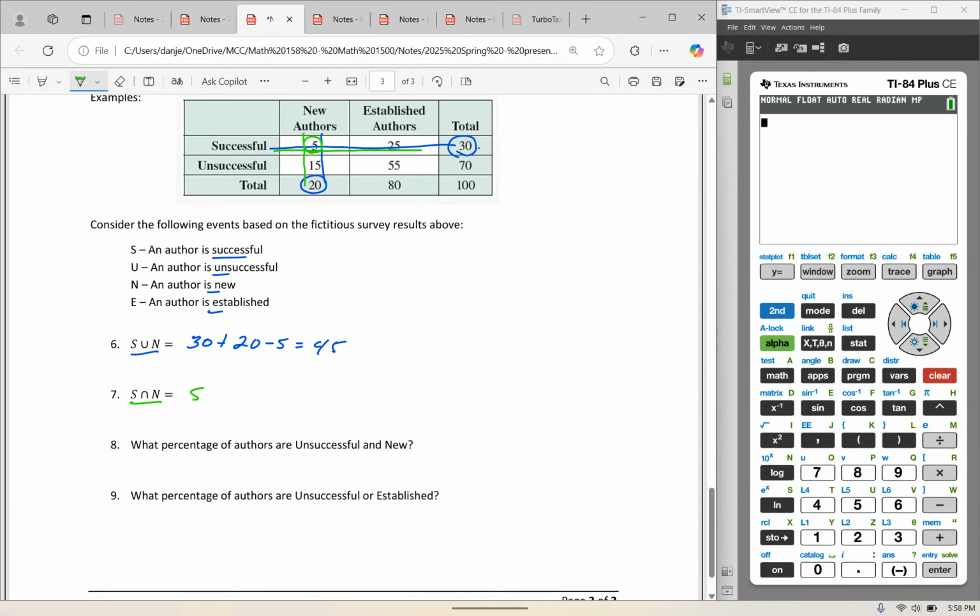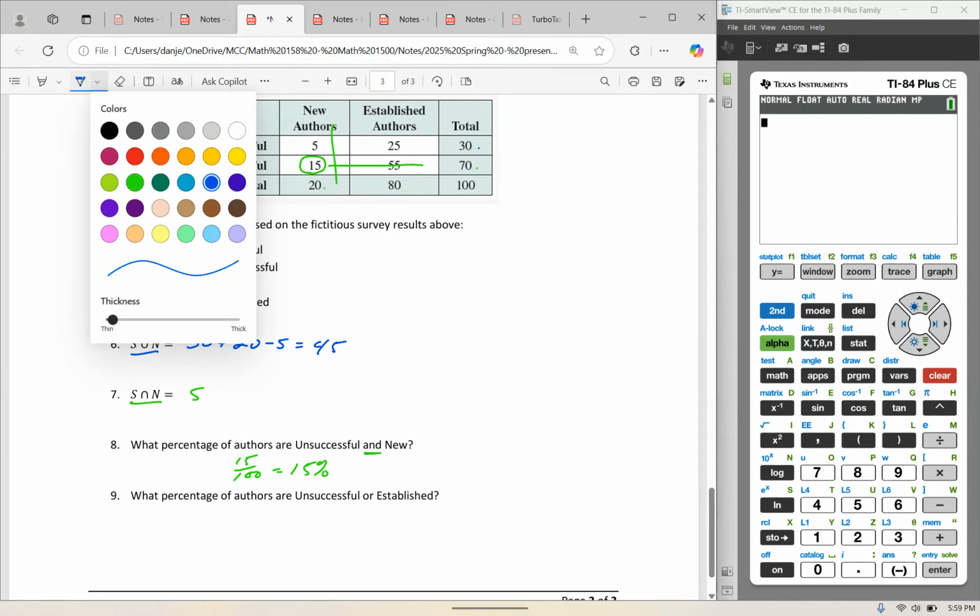Okay, so what percentage of authors are unsuccessful and new? Let me erase my lines up here. What percentage of authors are unsuccessful and new? 15. Okay. 70 authors are unsuccessful, 20 authors are new. However, it's only these 15 that are both new and unsuccessful. So that would be 15 of the 100 authors are both new and unsuccessful. So that would be 15%.